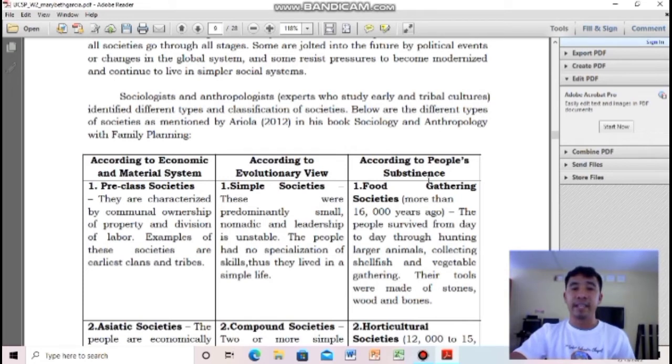According sa people's sustenance, food gathering society, amo ni ang mga tao nga depend lang sa kung ano ang ara sa palibot. Kay mamuksi lang sila sa mga prutas, no, magpamulot sa mga shellfish, no, wala sila nagapangita sang paagi to plant or to propagate some certain land.